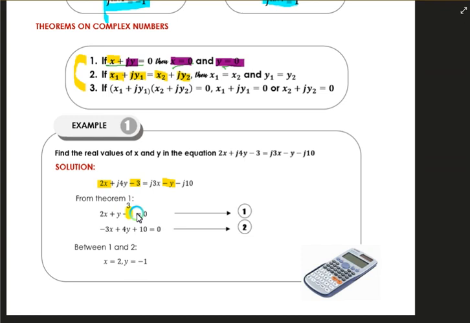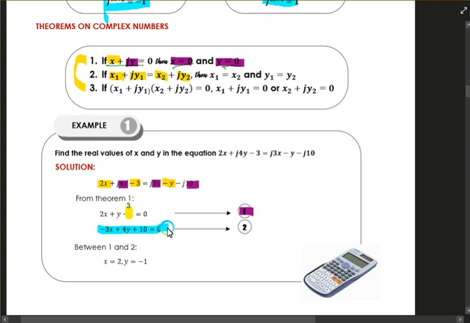And that will be our equation number 1. Next, we have to treat the imaginary part of our equation. So, we have 4y as your imaginary part. 3x is also imaginary part. Then we have negative 10 as your imaginary part. If we are going to equate this to 0, we will have the equation negative 3x plus 4y plus 10 is equal to 0.